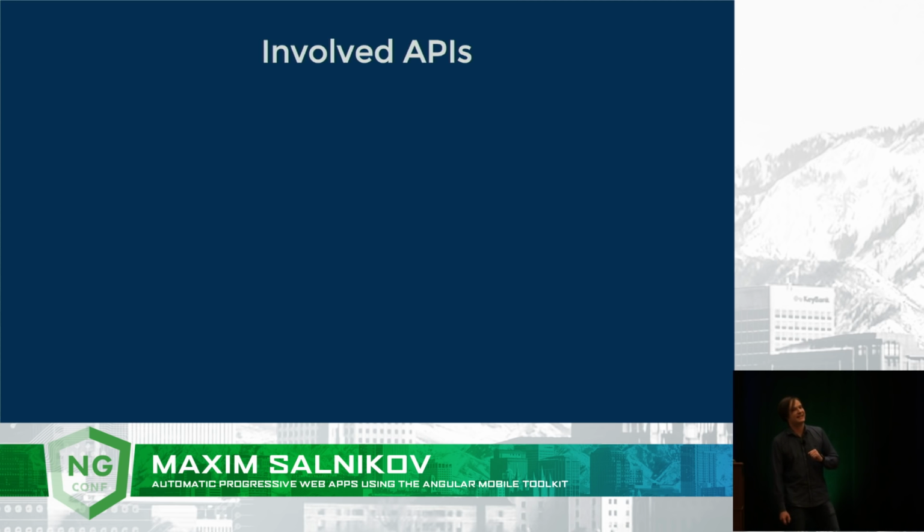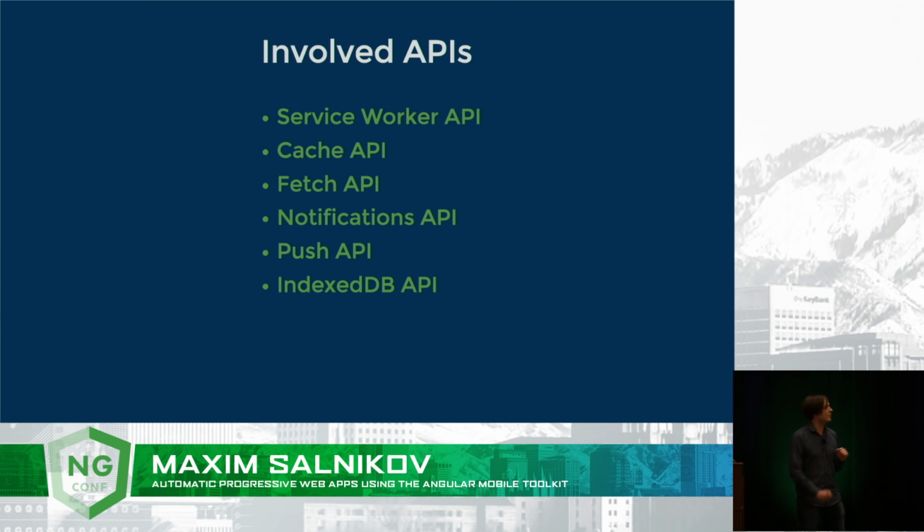For your better understanding of the collection term in the PWA definition, I listed some of the involved APIs. So this is a real umbrella of browser APIs. And it's all based on promises. It's all asynchronous, like the modern web should be. Cool. Now we are experts in progressive web applications, right?